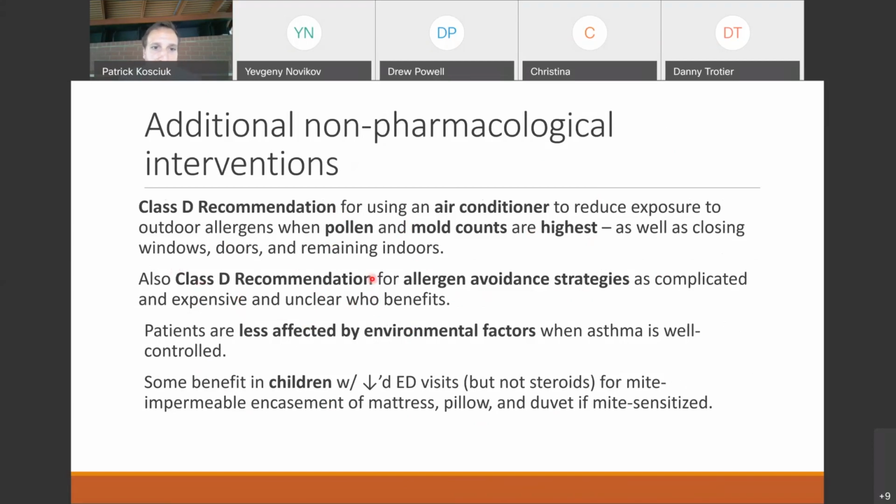They say it's Class D because people are typically less affected with their environment when they actually have control of their asthma. Yeah, and so in terms of actually using covers on your mattress, your pillow, your duvet, it's best studied in children. It actually reduces their ED visits, but not well studied in adults.